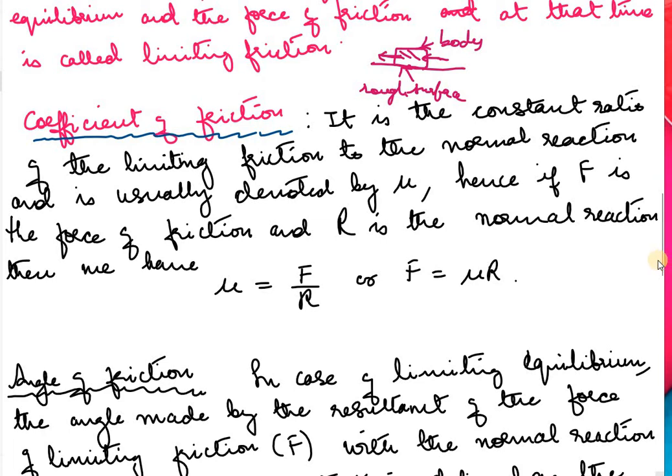So what is the coefficient of friction? It is the constant ratio between the limiting friction, that is this F here having reached the maximum limit to prevent the body from sliding down, and R, the normal reaction at the point of contact. Then the ratio between these two is called the coefficient of friction, and from here it implies that F is equal to mu R.